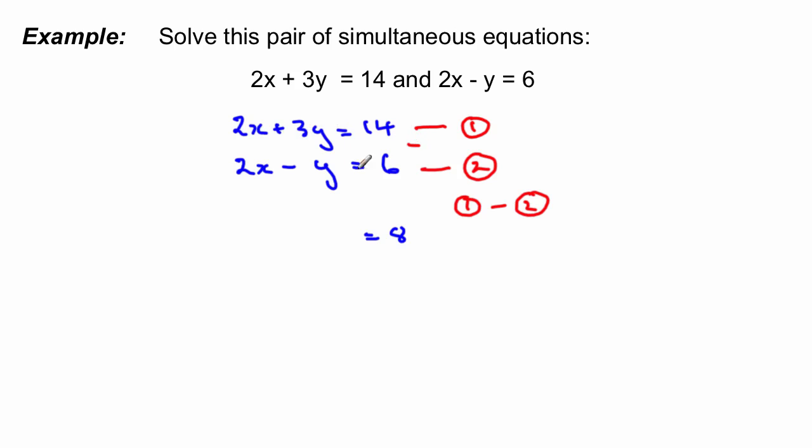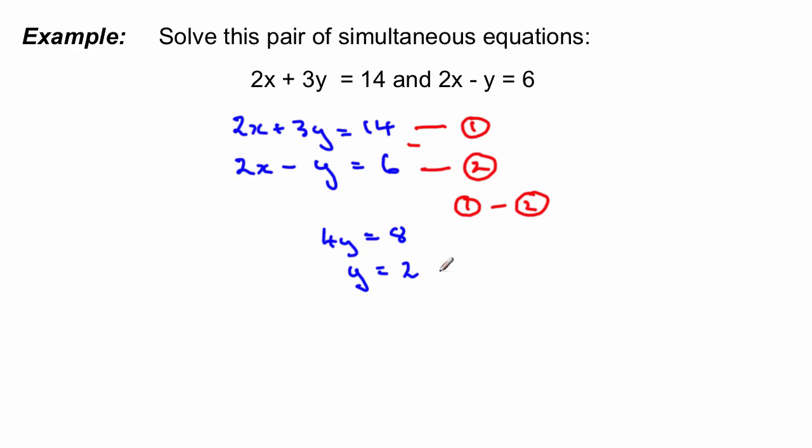3y take away minus y, that's 3y plus y, gives us 4y. And we eliminate here because we've got 2x take away 2x. So then we solve for y and we get y is equal to 2. So there's one of our solutions.